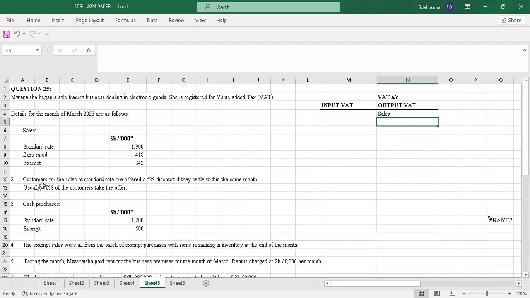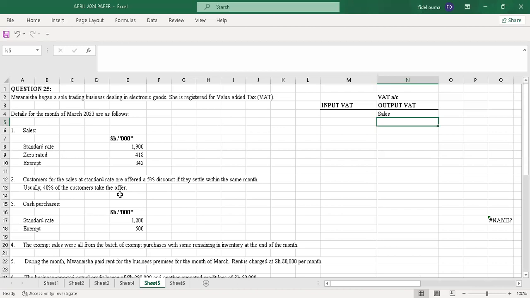And there was additional information number 2 where they say customers for the sales at standard rate are offered a 5% discount if they settle within the same month. Usually 40% of the customers take the offer. So here is a point where you have been given a discount. VAT is always calculated after deducting the cash discount. So the first thing I will do, I'll check for the 40% of the customers at standard rate.